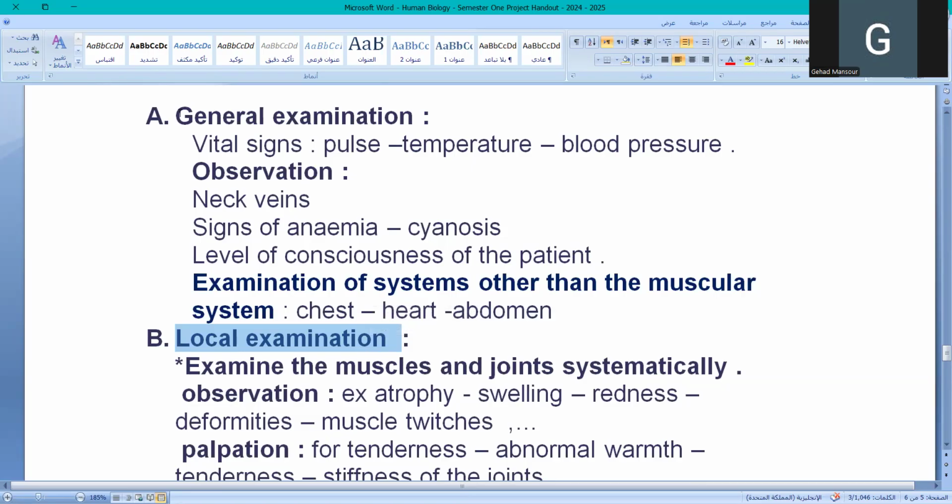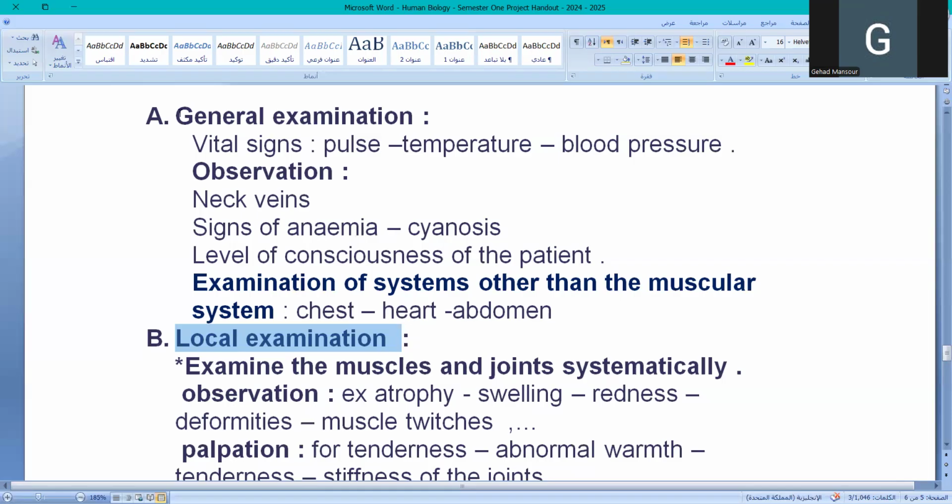In the examination, in general, we start by observation and then palpation and then percussion, which we'll be discussing in the classroom because it has to be visualized. And then finally, we have auscultation. Percussion and auscultation in the muscular system are not that important. They are done, but they are not of crucial importance. But what is important is the observation and the palpation.